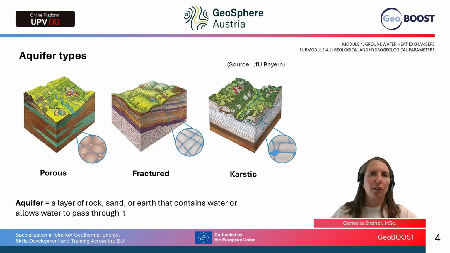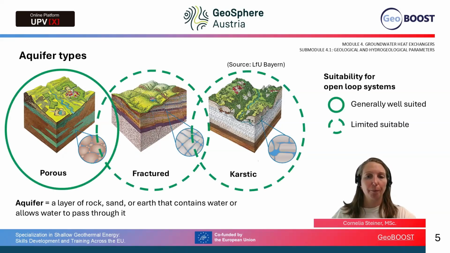Porous just means that there are many little holes in the rock or in between the pebbles and the sand grains. The holes in the porous aquifer are connected in a homogeneous way, and this is where the groundwater then flows. And these porous aquifers are the ones best suited for our open loop systems.